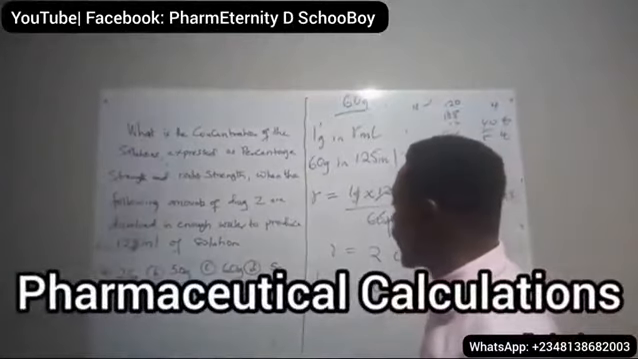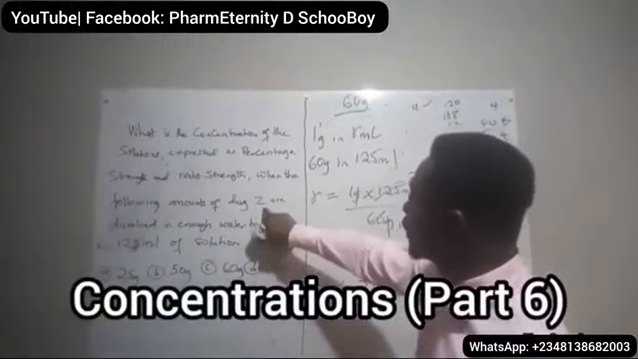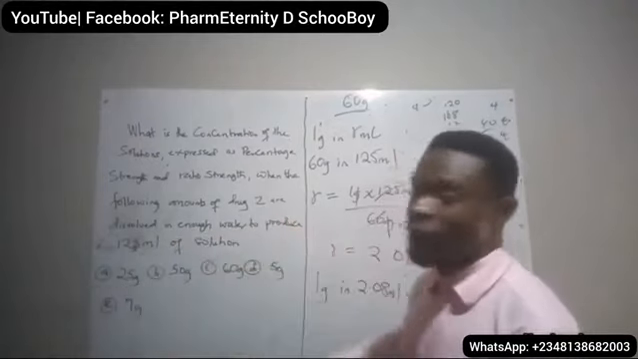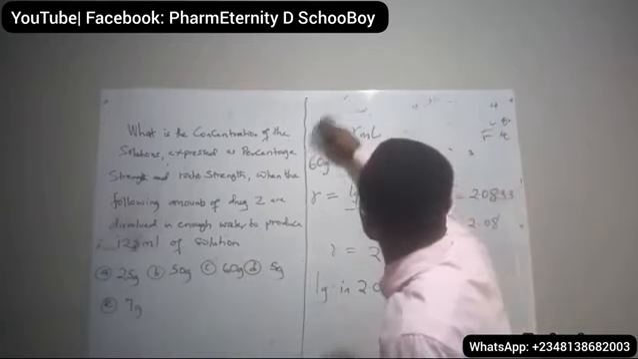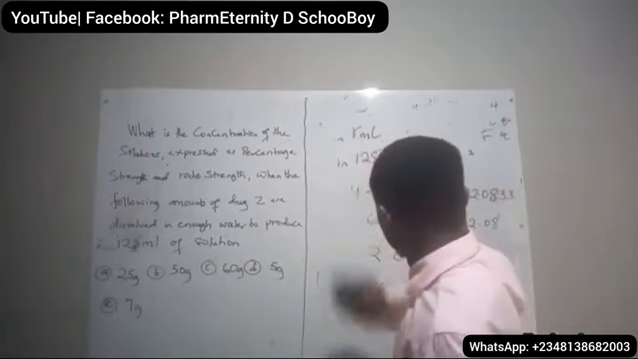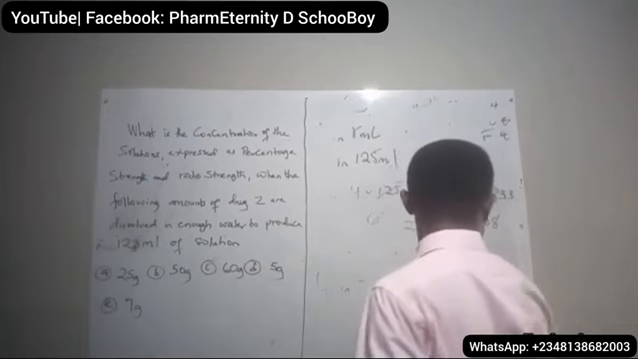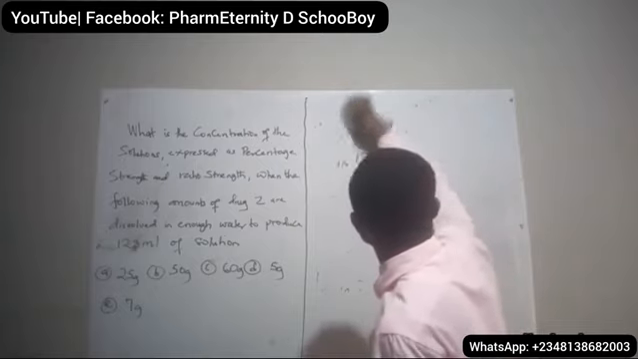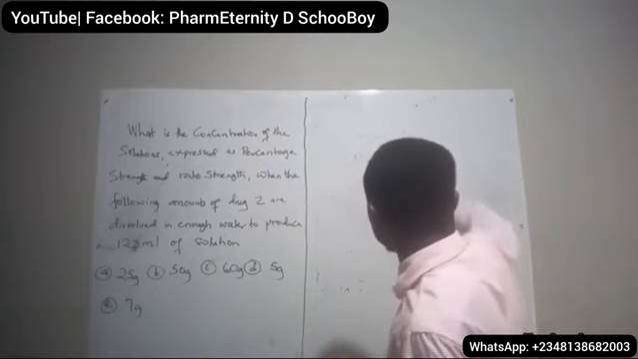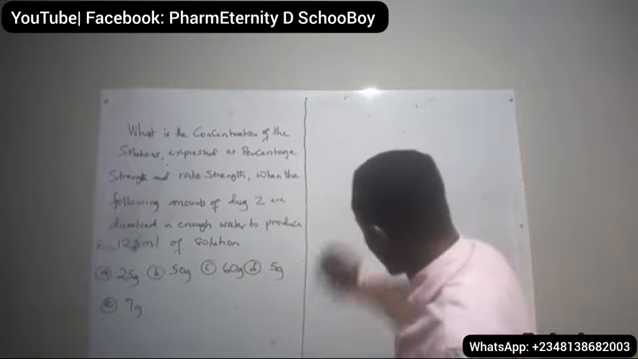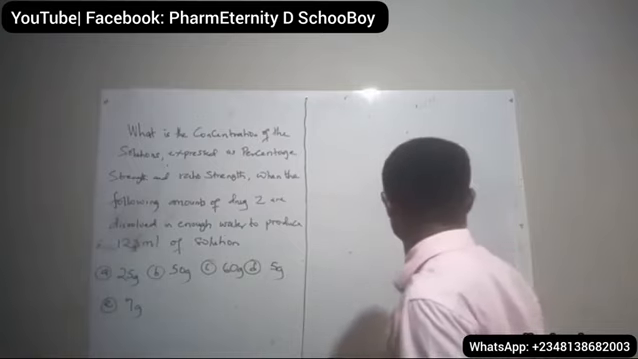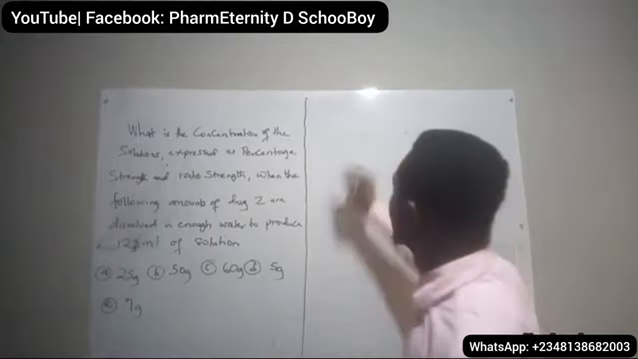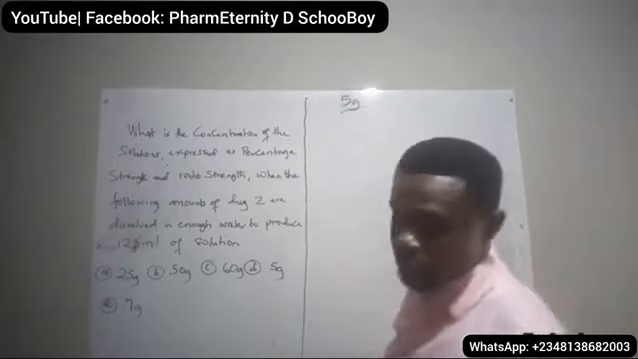Let us solve for 5 grams of drug Z when dissolved in enough water to produce 125 ml of solution. So we solve for the percentage strength, and at the same time we also solve for the ratio strength. So for 5 grams, we have something like this.